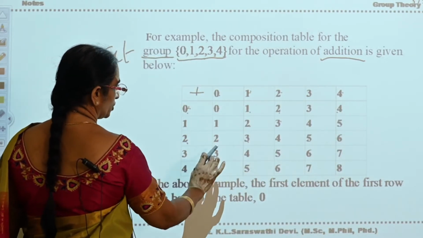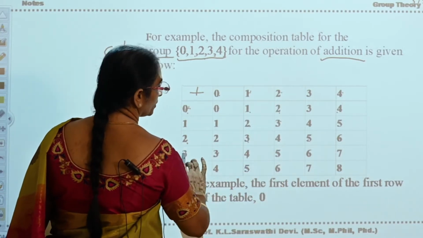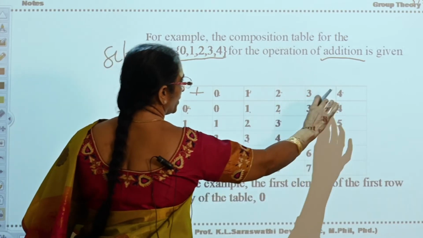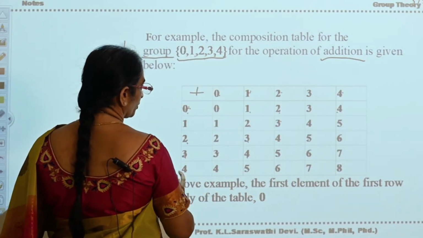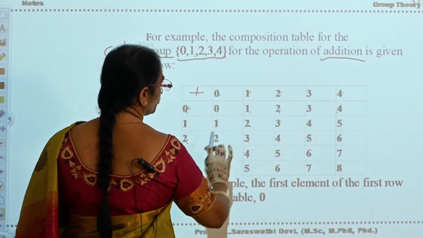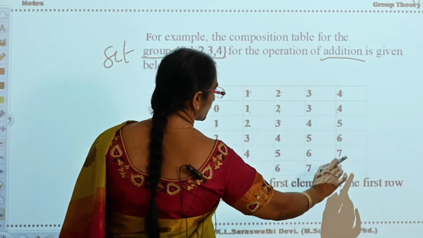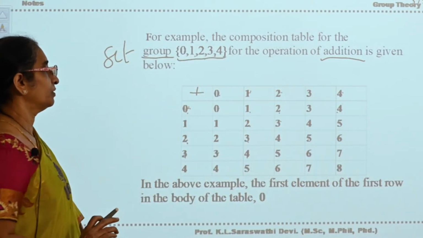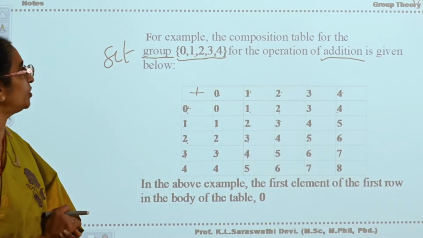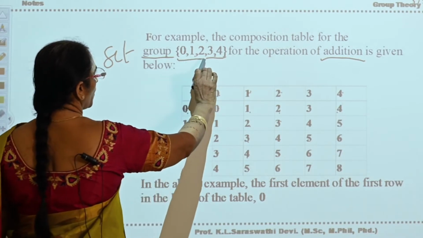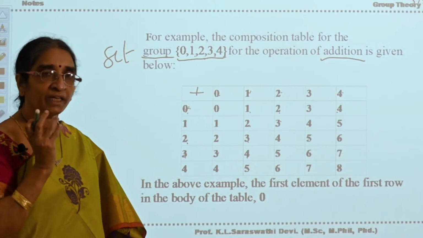Similarly, 3 plus 0, 3. 3 plus 1, 4. 3 plus 2, 5. 3 plus 3, 6. 3 plus 4, 7. 4 plus 0, 4. 4 plus 1, 5. 4 plus 2, 6. 4 plus 3, 7. 4 plus 4, 8. Now, you have completed the table. This is the composition table for the set 0, 1, 2, 3, 4 with respect to the operation addition.